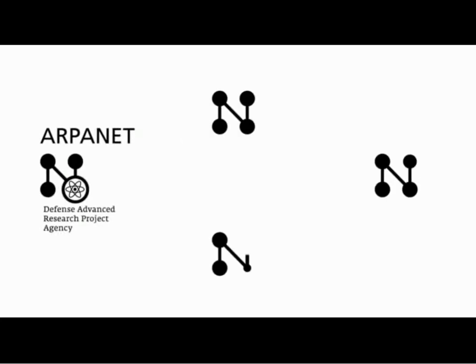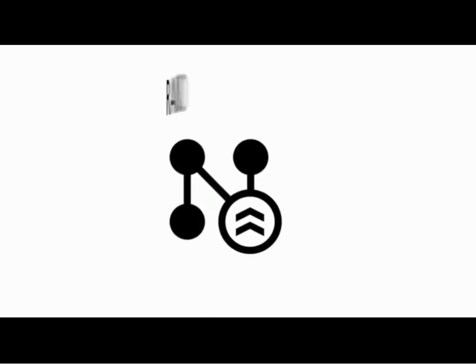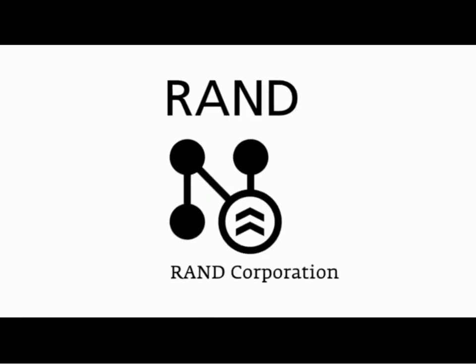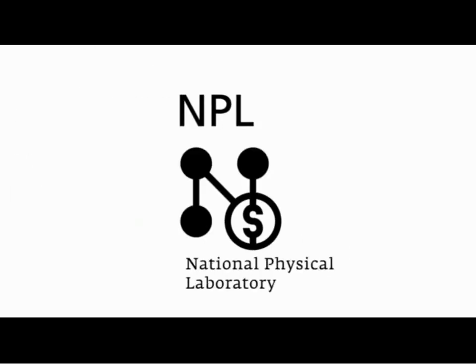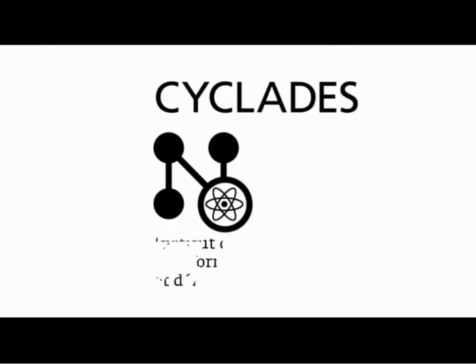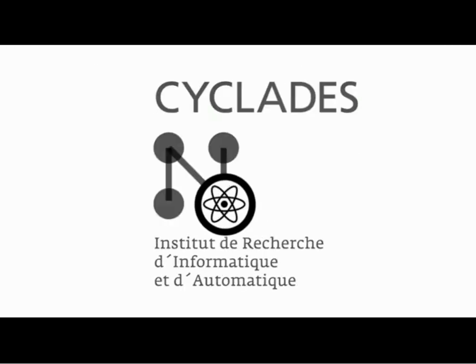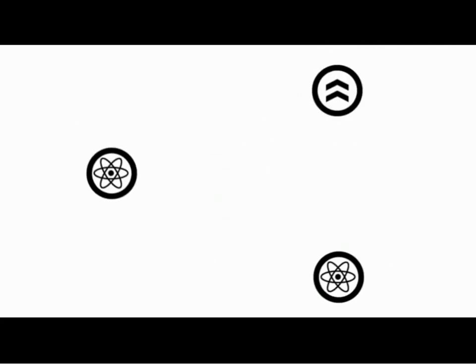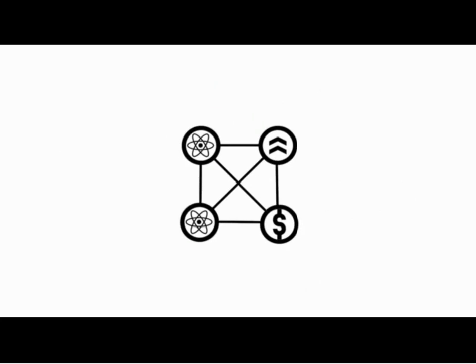Furthermore, 3 other concepts were to be developed, which are fundamental for the history of the internet. The concept of a military network by the RAND Corporation in America. The commercial network of the National Physical Laboratory in England. And the scientific network, Cyclades, in France. The scientific, military, and commercial approaches of these concepts are the foundations for our modern internet.